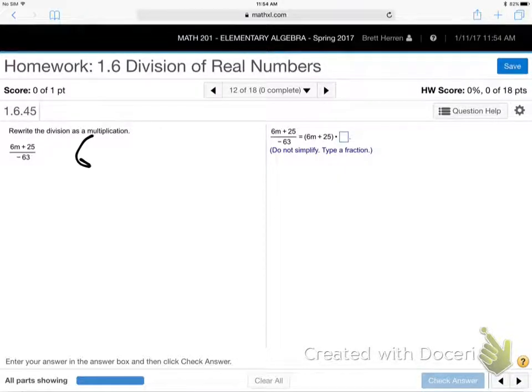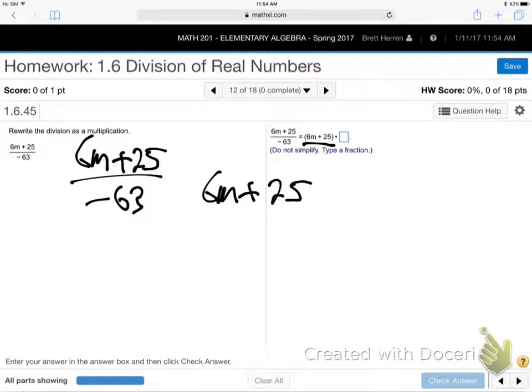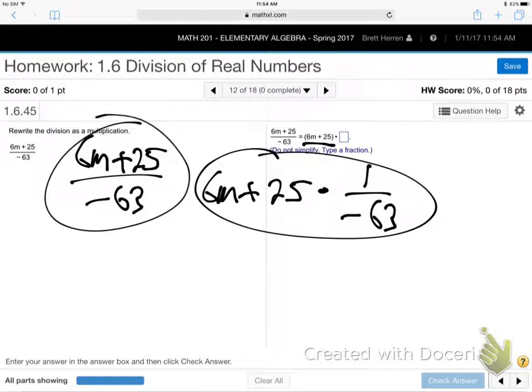All right, so 6m plus 25 over negative 63. They want me to write that as a multiply. See it already here? Over here they have the 6m plus 25. Times what? 1 over negative, because it's got to go to the bottom. This is the same thing as this, just written differently, huh? That's all we're doing, is rewriting the same problem as a times instead of as a divide. It's just kind of a silly exercise. Just making sure you know that's the same thing.